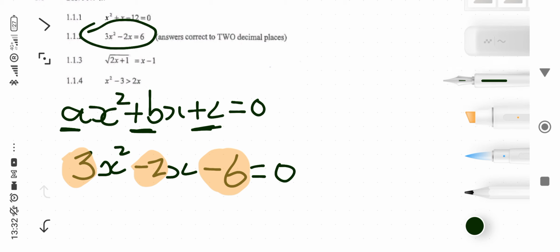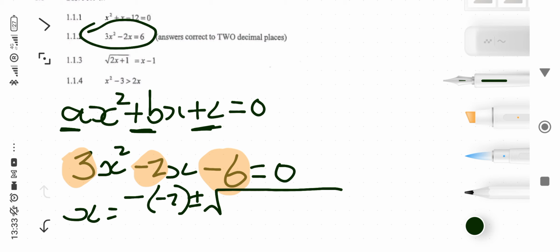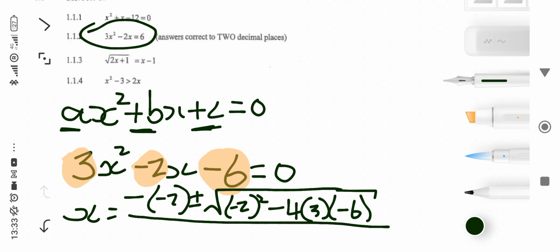So let's do our substitution. We'll go straight into the substitution. So we'll say x is equal to minus b, and our b value is minus 2, plus minus the square root of b squared, so it's going to be minus 2 squared, minus 4 times our a value, which is 3, and our c value, which is minus 6, divided by 2a, and our a value again here is 3.